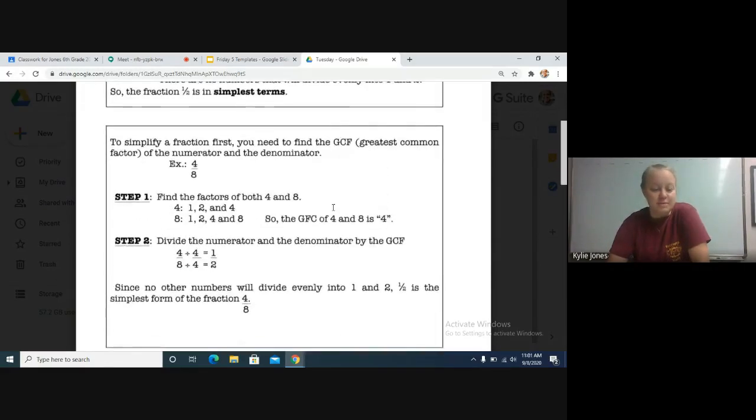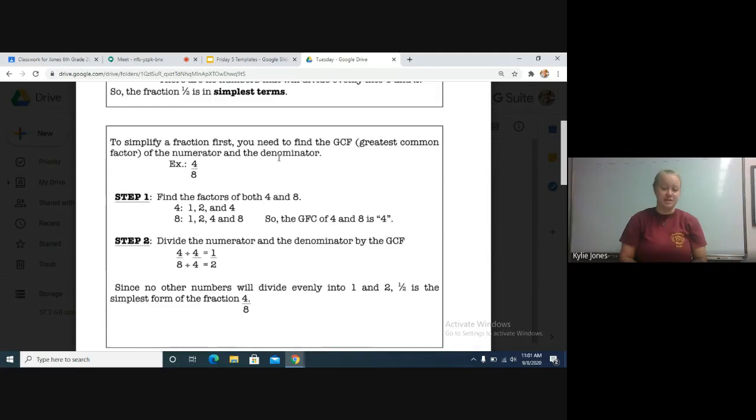So here's an example. To simplify a fraction, first you need to find the GCF, which is kind of why we do GCF first. It's kind of a lot of steps. There's ways to do it without finding the GCF. As long as you find any factor that multiplies into both the numbers, you'll be okay. You just might have to simplify multiple times versus one time. So we'll talk about that too.